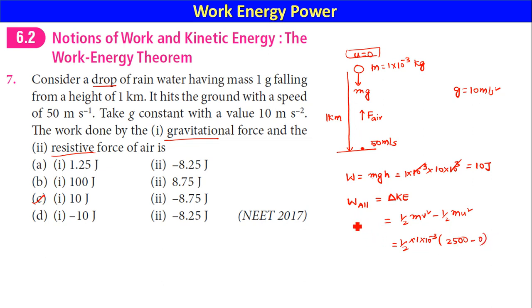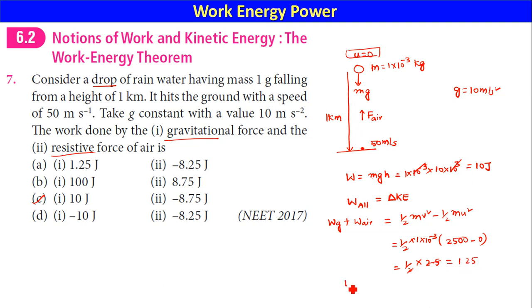Next, work done by all the forces. There are only two forces here. One is work done by gravity, the other one is work done by air friction or air resistive force. Work done by, let us just find out this one first. 1 into 10 power 1 by 2 into 10 power minus 3 into 2500 into 2500, into 10 power minus 3, can I write as 2.5? So half into half and 2.5 multiplied, you get 1.25.